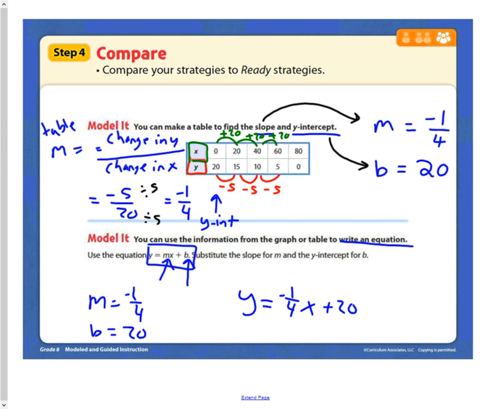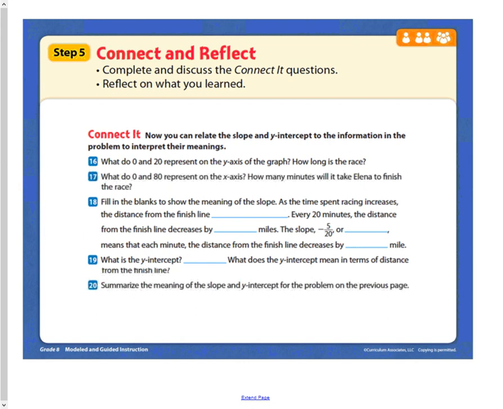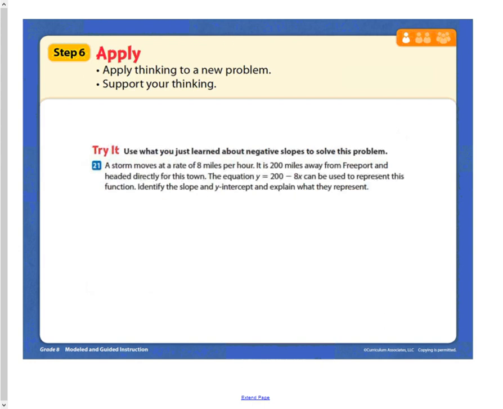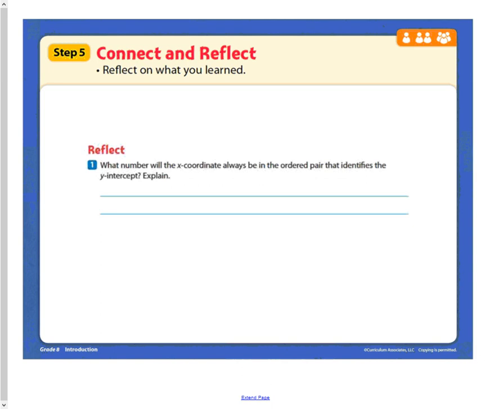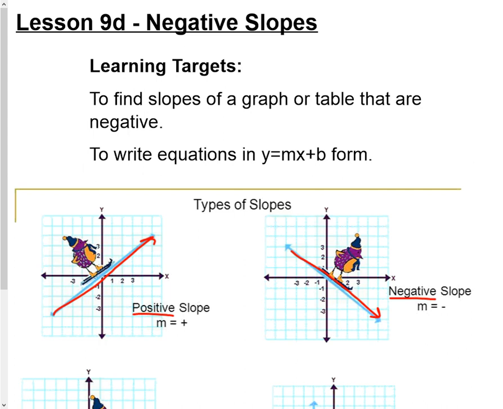What I'd like you to do to finish this up is turn the page over, and there's 5 questions about the problem itself. Some of them are fill in the blank, but I'd like you to use the slope, use the y-intercept, and use the information from this problem to answer the questions. And that all goes back to our goals for today, which revolve around finding slopes of a graph that are negative and writing equations in y equals mx plus b form, specifically with negative slopes.